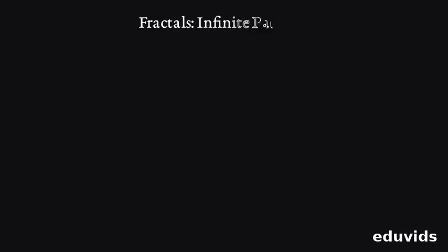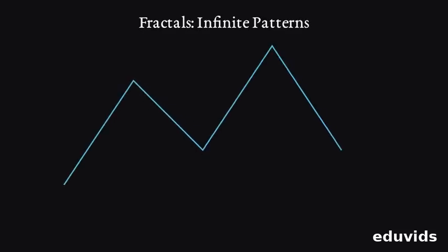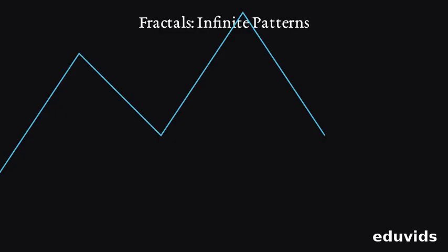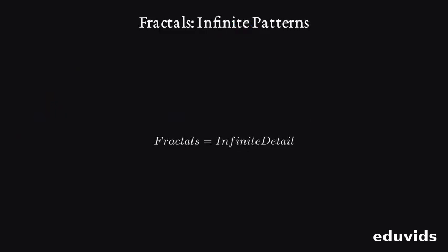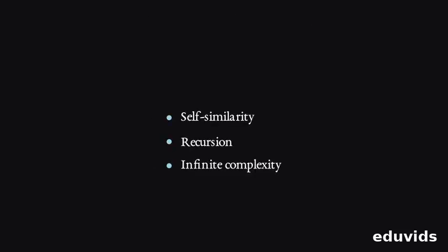Have you ever noticed that a tiny twig looks like a whole tree? Or that coastlines stay jagged no matter how close you zoom? Today we will see how a few simple rules can build patterns that never run out of detail. By the end you will understand self-similarity, recursion, and why fractals can produce infinite complexity.